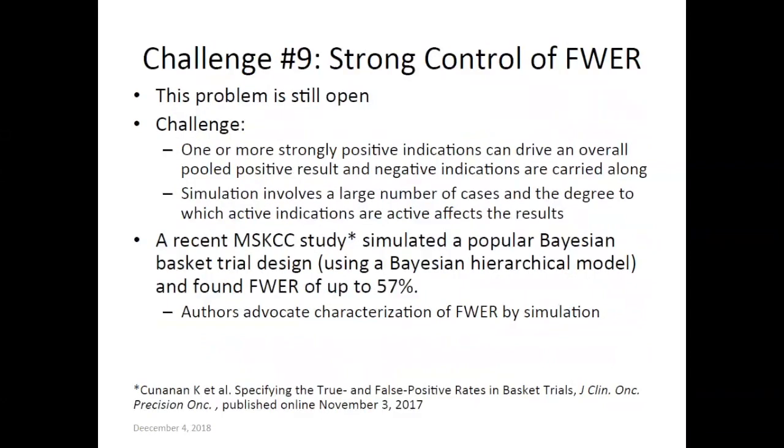We just talked about controlling under the global null hypothesis where the drug doesn't work for any of the indications. But Sam already asked me the question of what do you do if some of the indications are inactive and others are active? And of course, you won't know this. That's called strong control of the family-wise error rate, or FWER. The problem is still open. The challenge, as Sam rightly said, is that you could have strongly positive indications. If an inactive indication gets past the interim check and is now pooled with a wildly positive indication, then the average is going to look positive, and this indication will get falsely approved.